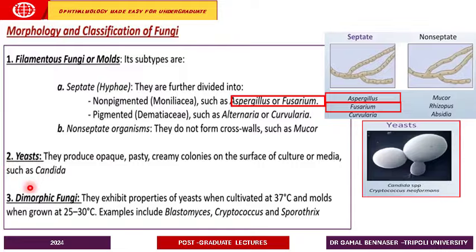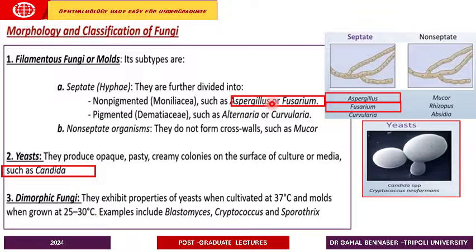Now, there is another entity which is called the dimorphic fungi. The dimorphic fungi exhibit the properties of both the yeasts, at a particular temperature as unicellular, and molds at another temperature. The most common is Cryptococcus. This does not cause ocular infection, but it causes other infections in the brain and in the lungs.